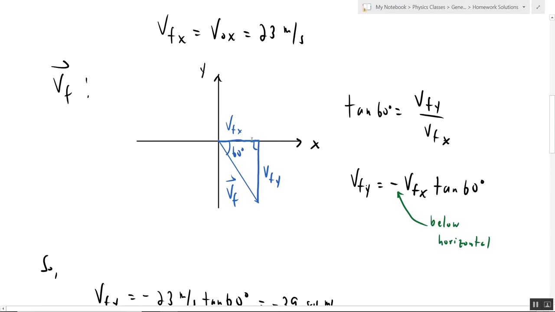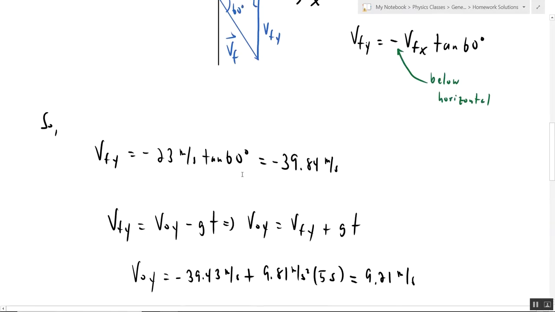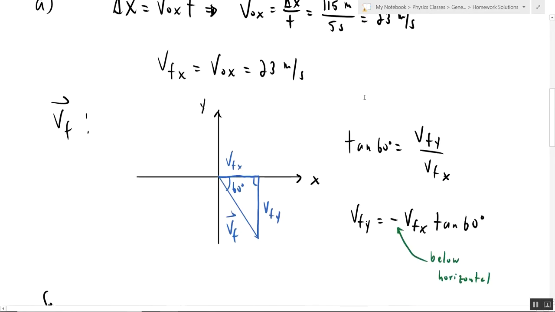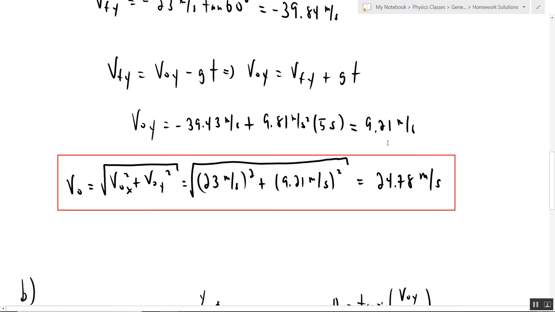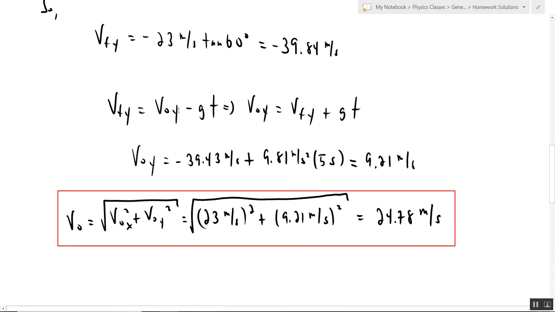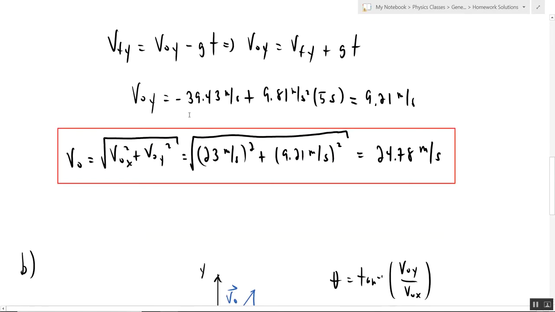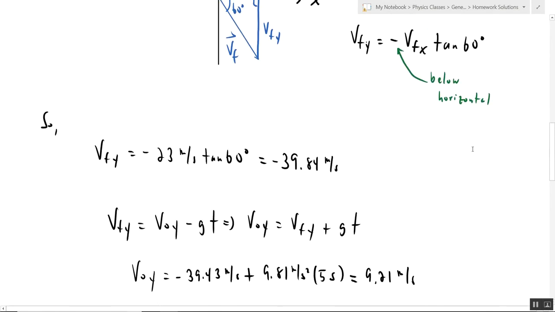So the tangent of 60 is vfy over vfx. I put a negative when I solved for vfy because it's going down. And that gives you what the y component of the velocity is when it hits the ground. Now the question is, can you find the initial y component? Well, you can, because vfy is equal to v0y minus gt for projectile motion. So then you just solve for v0y, it's vfy plus gt. And you plug in the numbers and you get what v0y is. So that gives you the magnitude of v0, because it's the square root of the x part squared plus the y part squared. So that's it. That's how you do it.